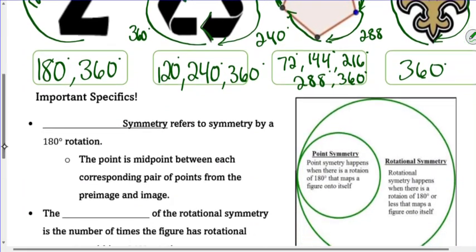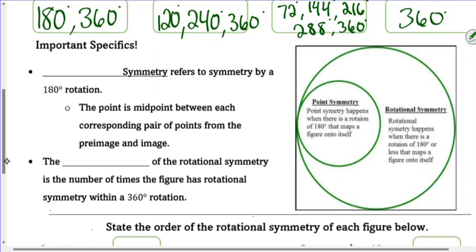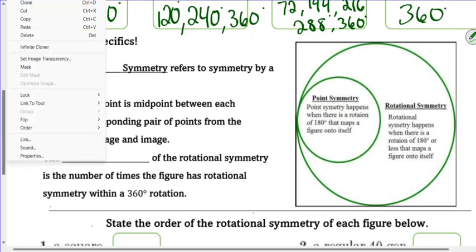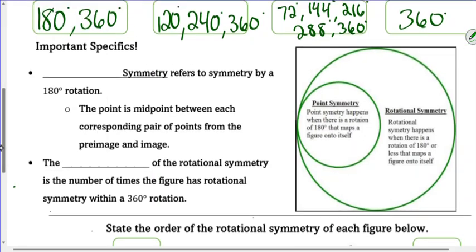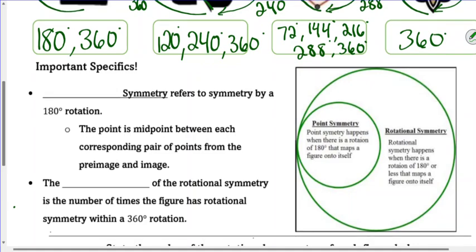So then we have some important language that we have to talk about here. It's really just 2 words that we kind of actually already talked about, we just didn't name them. When we have a 180 degree rotation, that's called point symmetry. So if you can rotate something by 180 degrees and get the exact same image, that is called point symmetry. It's a type of rotational symmetry, just happens to be 180 degrees.